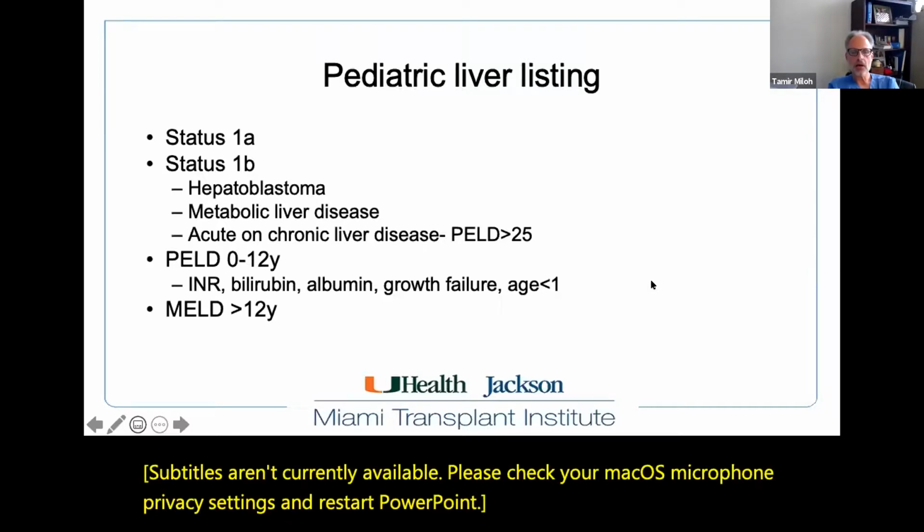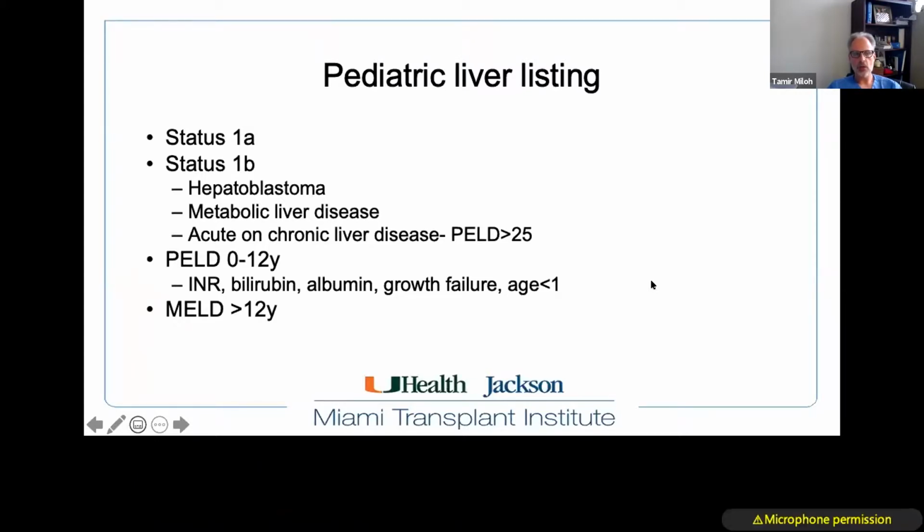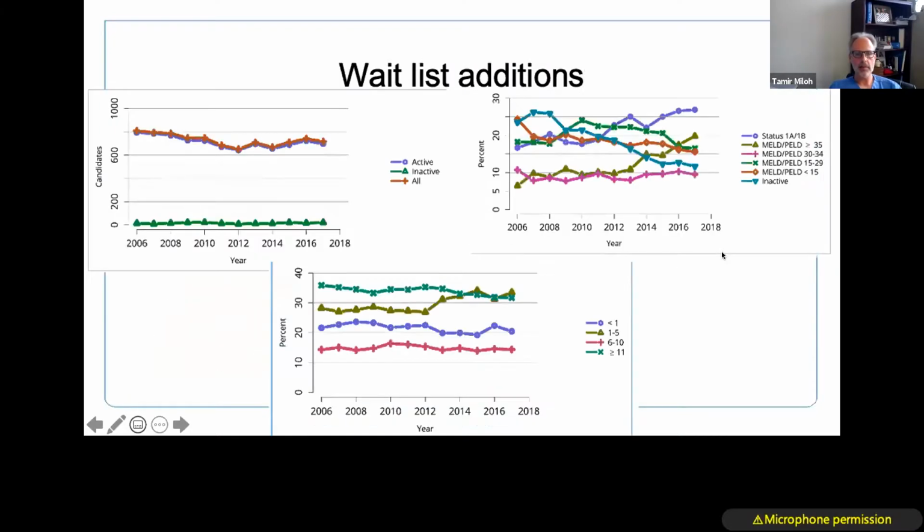So children younger than 12 are listed with a PELD score, pediatric end-stage liver disease, which includes the INR, bilirubin, albumin, but also growth failure and age less than 1. And children above 12 years of age receive the MELD score. Many children receive the standard exception through their diagnosis. However, often the calculated MELD or PELD does not really reflect the acuity of disease, and the score is being appealed. So you can see that within a year, about 600 kids are added to the wait list.